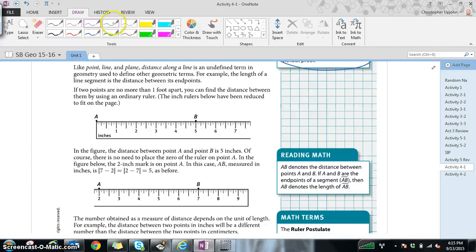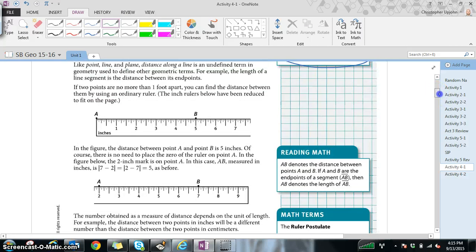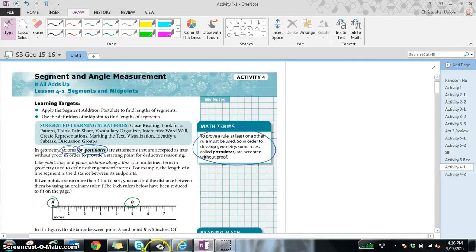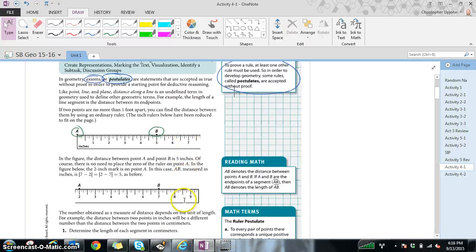So if we keep moving down here, we have a ruler postulate. We don't need to worry necessarily about that term, but we should be able to use a ruler and measure. So if we have 2 points A and B on a ruler and want to find the distance, no matter where they are, here we're starting from 0 going to 5. Of course, this is 5 inches. And again, we need units.